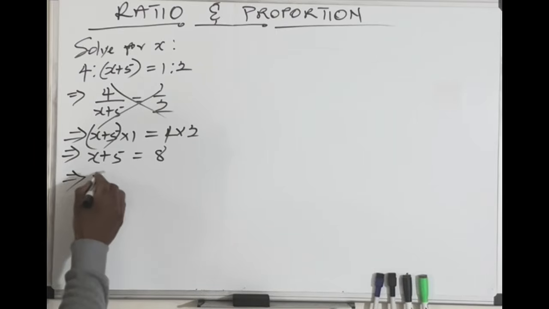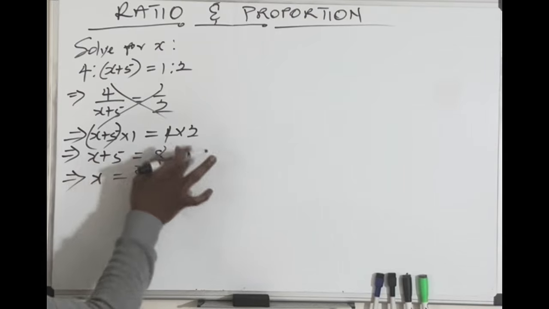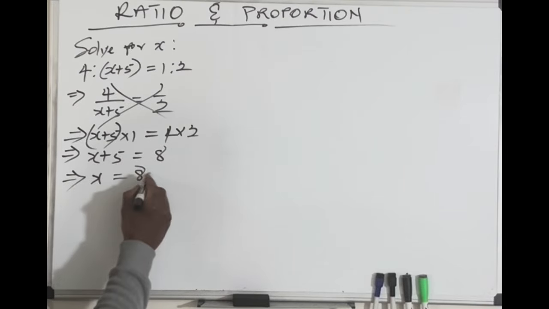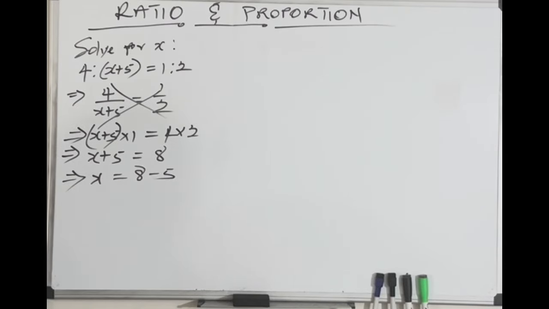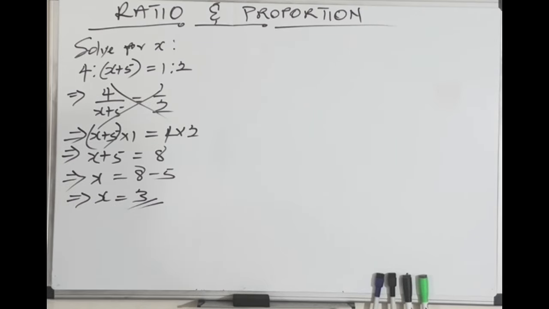Now x will stand alone. 8 plus 5 jumps over the equal sign and will become minus 5. Final answer is 3. So our answer for this question is 3.